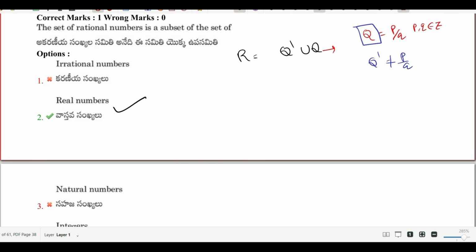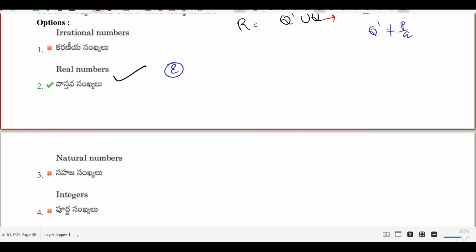So all the rational numbers are real numbers. So we can say that the collection of rational numbers is a subset of the real numbers. So the answer is 2. Okay. Now let us see the next question.